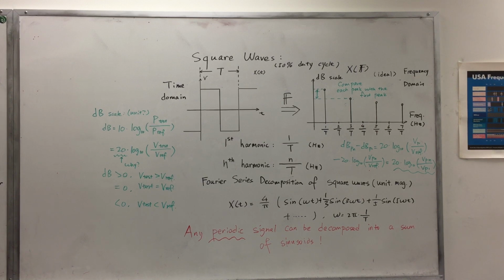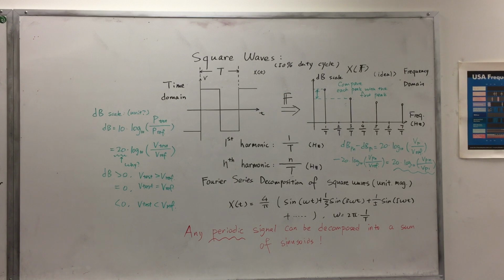One of the most important conclusions from that course is that any periodic signal can be decomposed into a sum of sinusoids at different frequencies. A square wave is also a well-defined periodic signal, so yes, it can be decomposed into a sum of special sine waves at the frequency of the, let's look at the equation here.